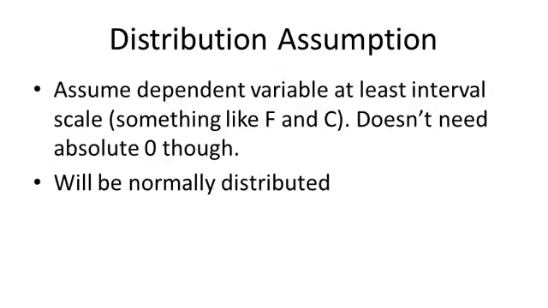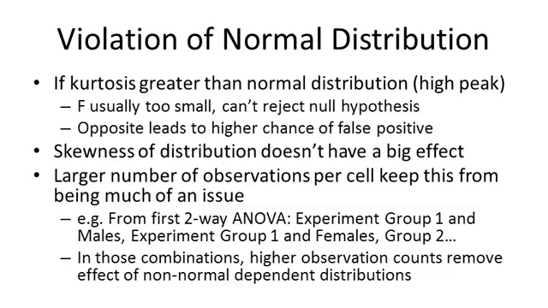So now moving on to what happens when you violate any of the assumptions that ANOVA is running on and how to deal with that. First, there's the distribution assumption, in particular that the response or dependent variable is going to be normally distributed. And of course, it's going to be at least on the interval scale, so something like Fahrenheit or Celsius, but it doesn't need an absolute zero like Kelvin. So it should be normally distributed though.